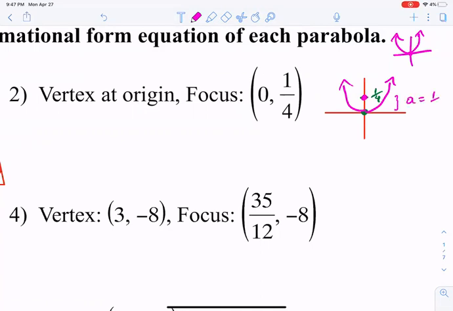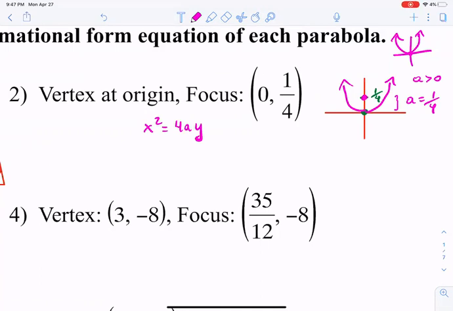So A equals 1/4, and also A is greater than 0 because it's a positive value. Now what I need to do is write the equation. So what equation do I need? Well, I'm at the origin, so I need that special equation to make my life easier. So this is going to be x squared equals 4ay, right?